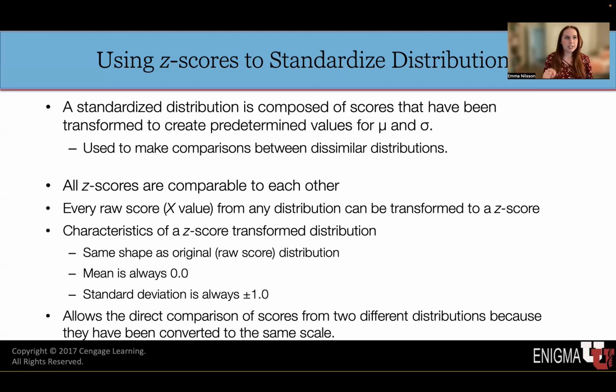So we use z-scores because it makes it possible for us to compare different scores or different individuals, even if they come from completely different distributions, which is amazing. The reason for this is because they'll always have the same shape, the mean is always 0, and the standard deviation is always 1. So they're easily comparable to each other. Z-scores allow direct comparison of scores from two different distributions because they have been converted to the same scale, standard deviations.